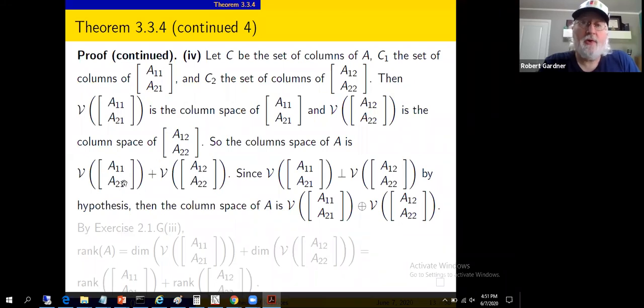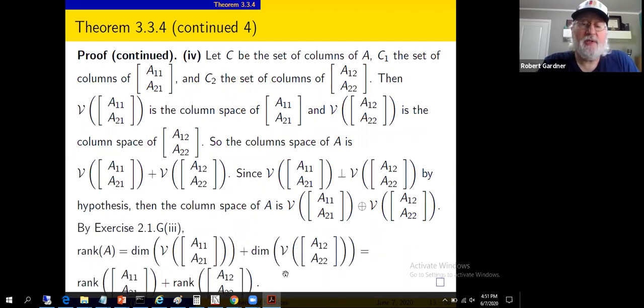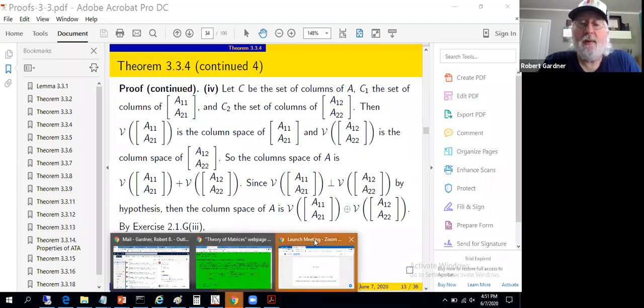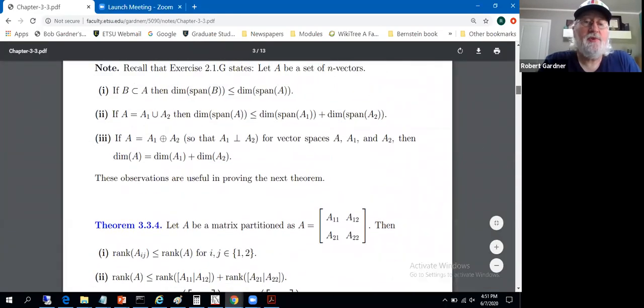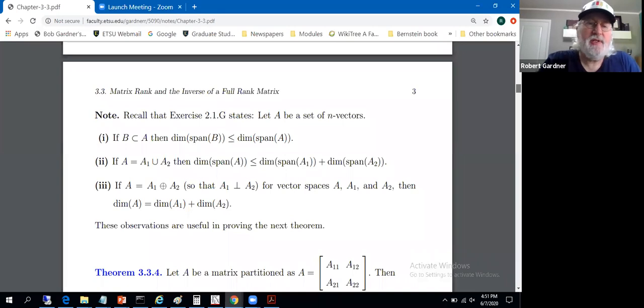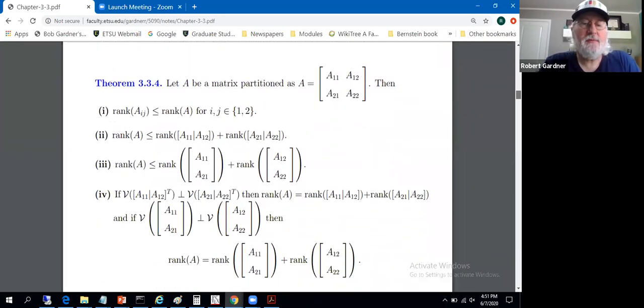It's all linear combinations of columns of matrix A. This includes some of them, and this includes the rest. So that is the column space. Since we've got, by hypothesis, orthogonality of these two spaces, then we can write the column space as a direct sum, and we can add dimensions again, or we can add ranks again as claimed. So there's a lot of mileage we're getting out of that earlier stuff. That exercise from chapter 2, the stuff about adding dimensions and this equality when we had the orthogonality.